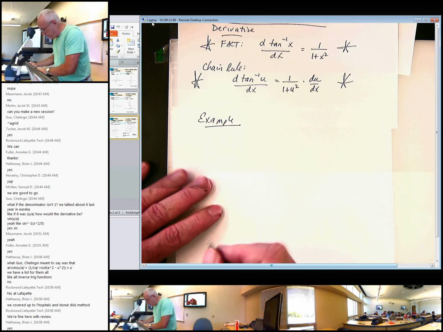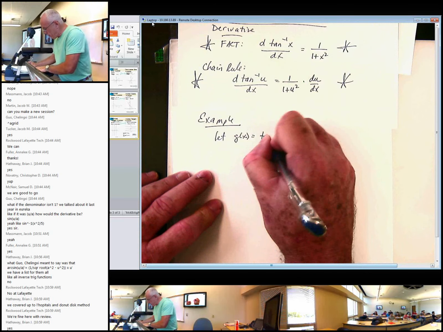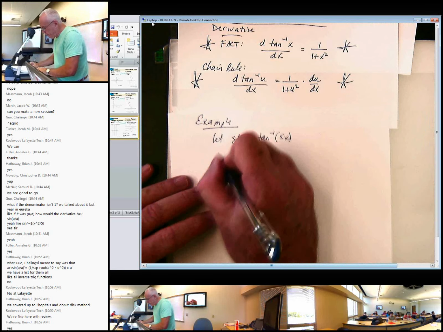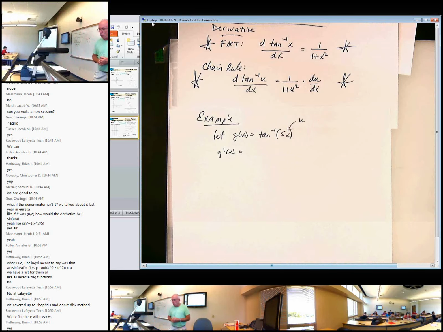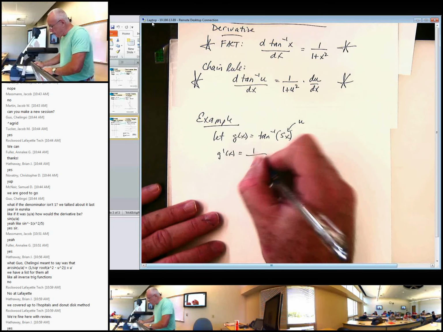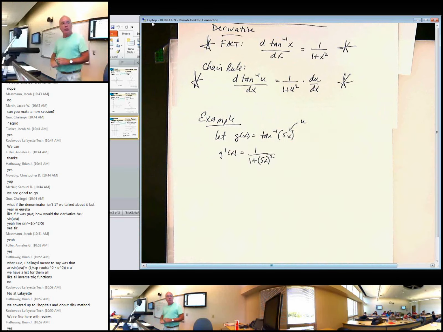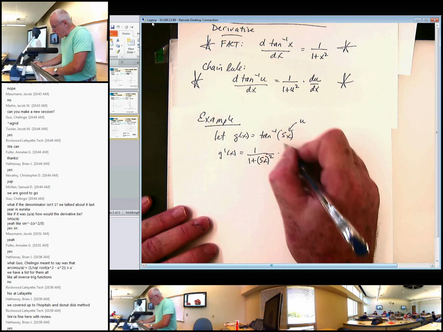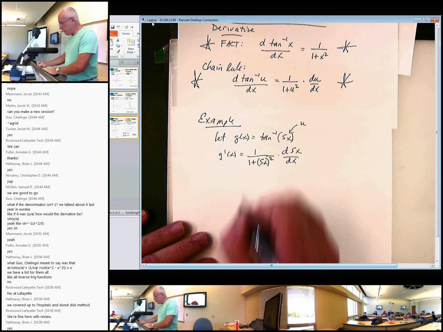Let g of x equal the tan inverse of 5x, and we're going to find the derivative. So this 5x, that's our u. We start out with 1 over 1 plus (5x) squared, I'm going to square the u, times the derivative of 5x with respect to x. And then we're going to simplify this.